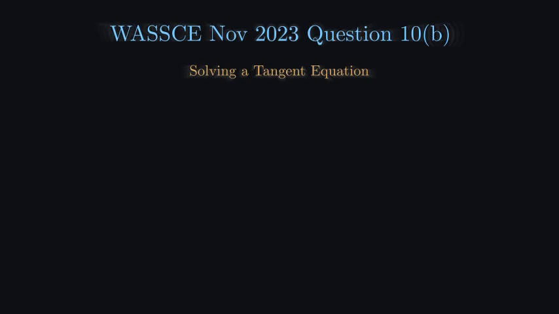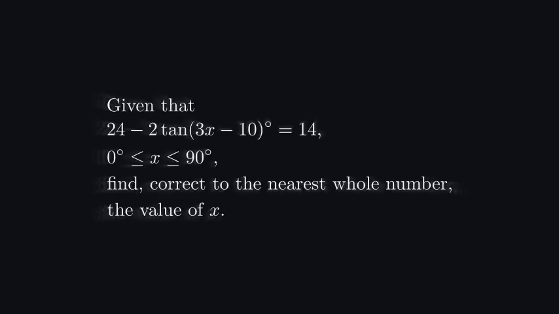Today, we are solving WASSCE November 2023 question 10b. This question involves a tangent equation, and we will solve it step by step. The question says, given that 24 minus 2 tan of (3x minus 10)° equals 14, where 0° ≤ x ≤ 90°, find the value of x, correct to the nearest whole number.